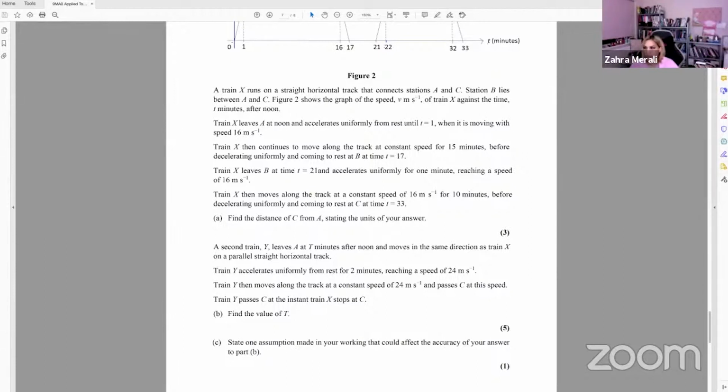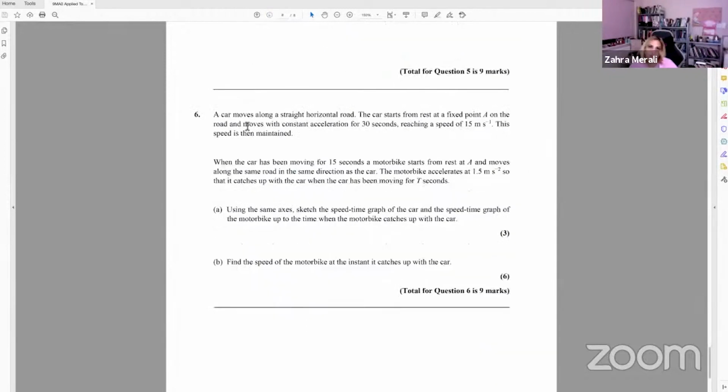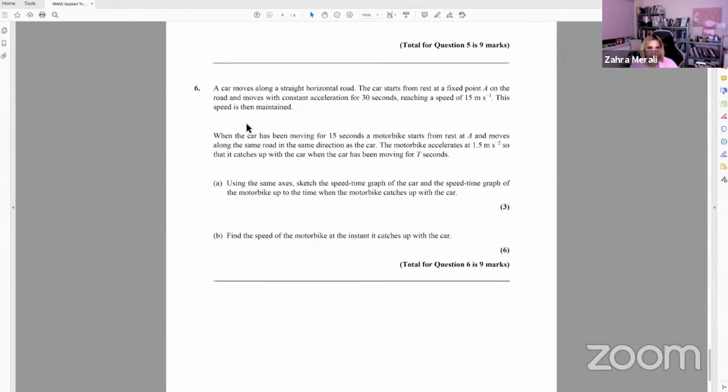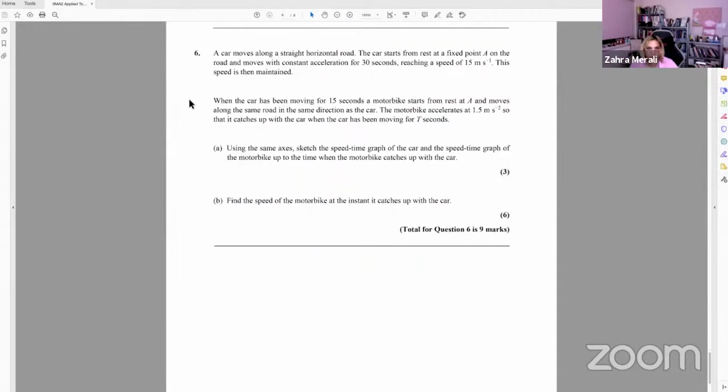Right, let's do the next question. Oh, here's a fun question. Is that the next one? Yeah. So a car moves along a straight horizontal road. The car starts from rest at a fixed point A and moves with constant acceleration for 30 seconds, reaching a speed of 15. When the car has been moving for 15 seconds, a motorbike starts. Okay, so we're drawing a speed time graph essentially.